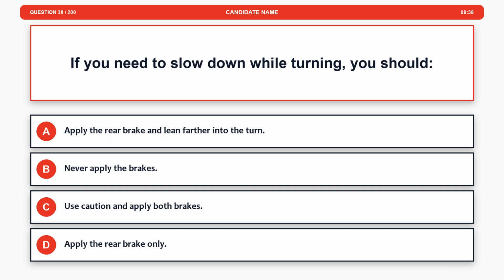Question 38. If you need to slow down while turning, you should: Option A, apply the rear brake and lean farther into the turn. Option B, never apply the brakes. Option C, use caution and apply both brakes. Option D, apply the rear brake only.